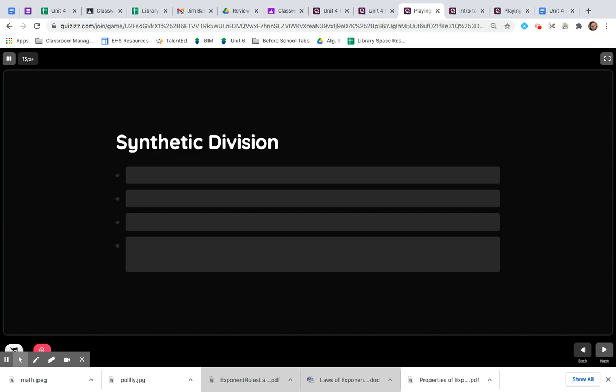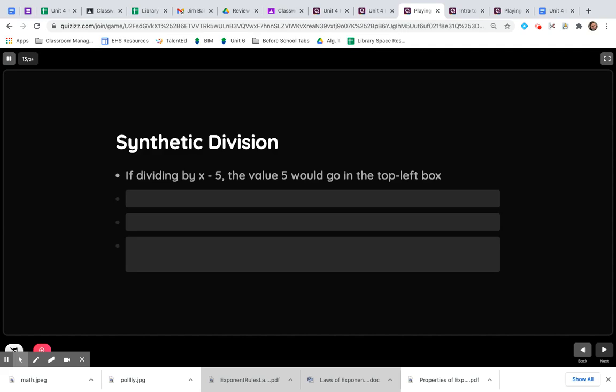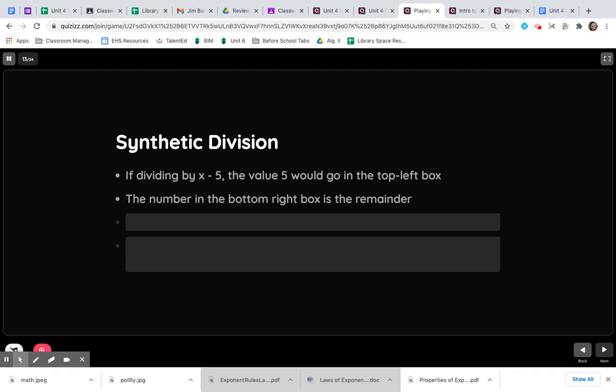Okay, then we're to the synthetic division part. Synthetic division is if you're dividing by x and a number, and the opposite of that number is always going to go in the top left box. So if it's x minus 5, then positive 5 is going to go in the box. The number in the bottom right at the end of your answer is the remainder.